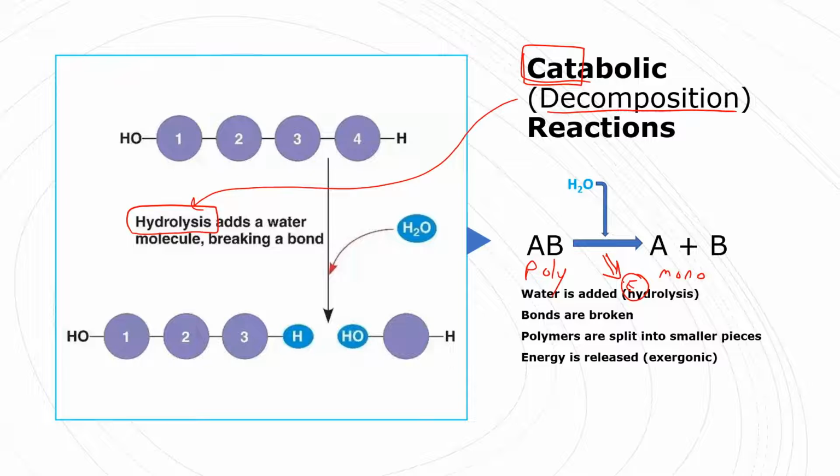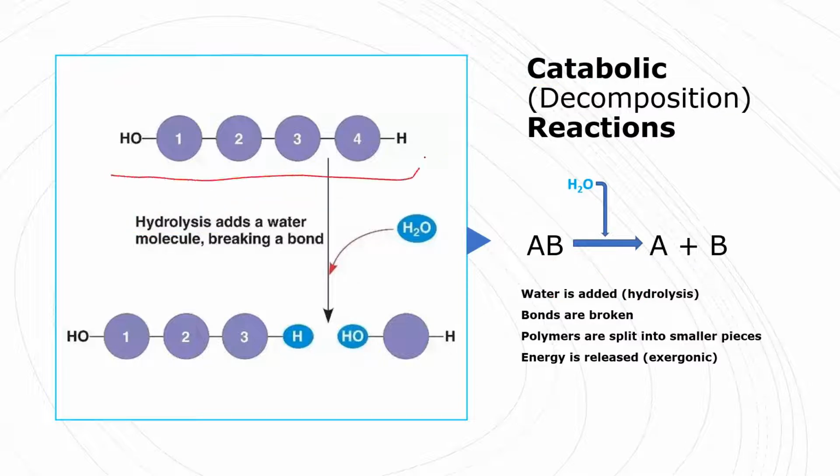You can see it over here too. Here we have some sort of polymer with 4 monomers in the chain. And I'm adding water and I'm breaking the bond. This is a pretty good way of visualizing what's happening to that water molecule as it separates the monomers. So this is a catabolic decomposition hydrolysis reaction. The other thing that's kind of missing from this picture is we're going to kick energy out of the system. It would be an exergonic reaction.